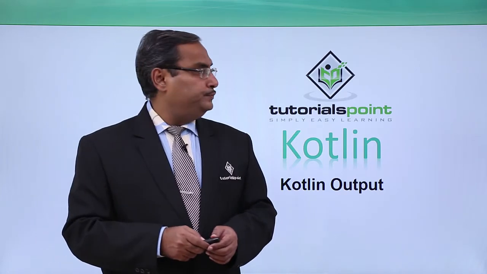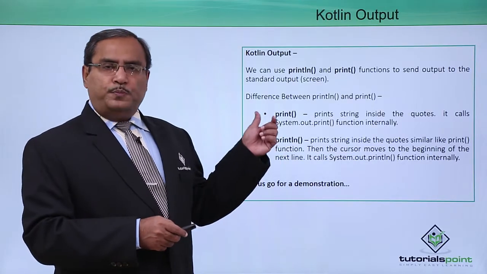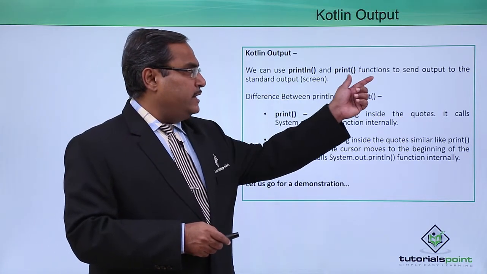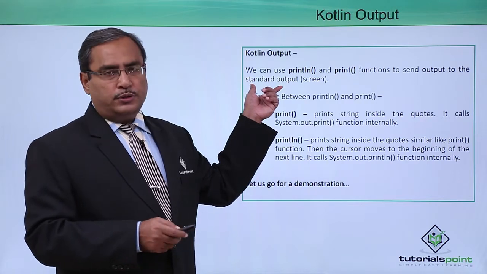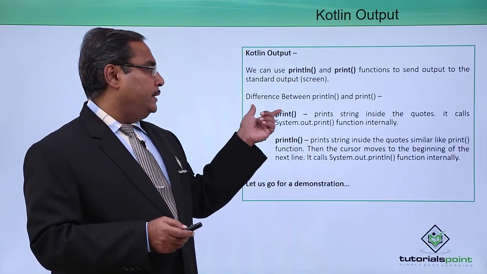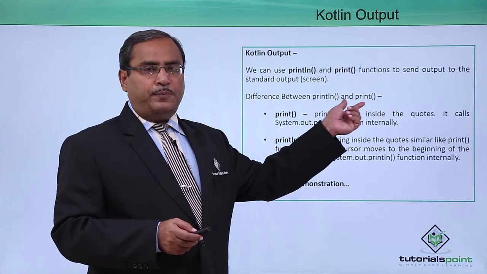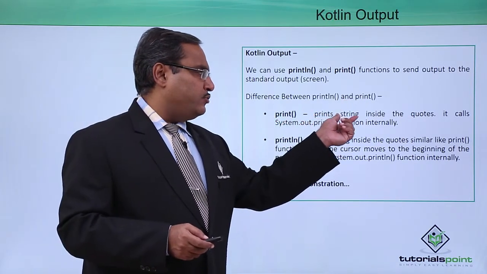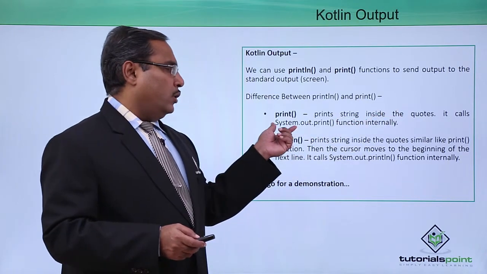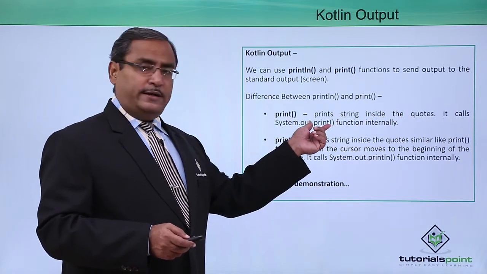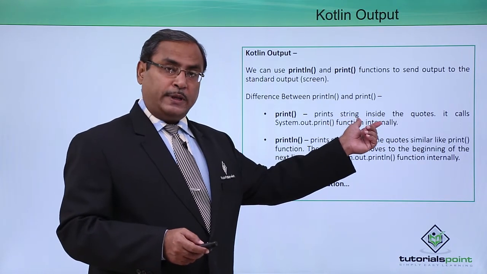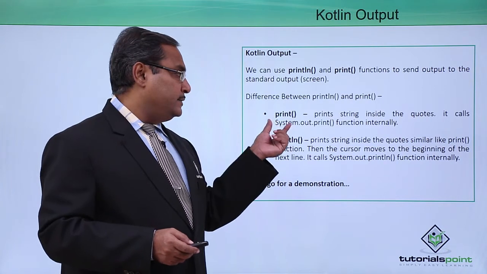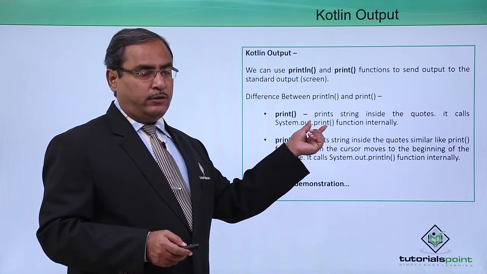Kotlin output. We shall use println and also the function print to send outputs to the standard output, that is our screen or console. The difference between println and print is that print prints the string inside the quotes and calls the system.out.print function internally. So whenever we call print, the system.out.print function is getting called.